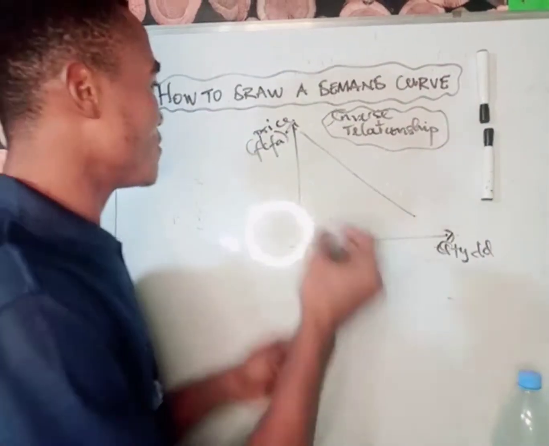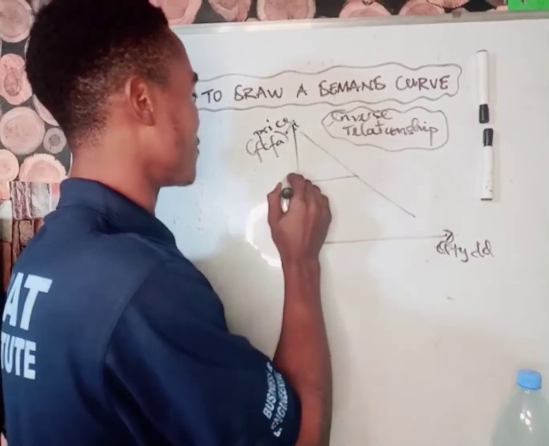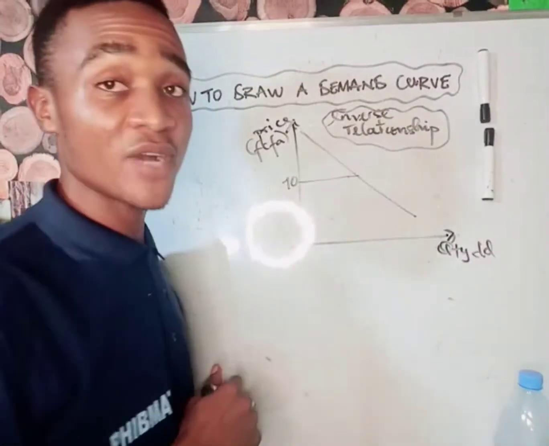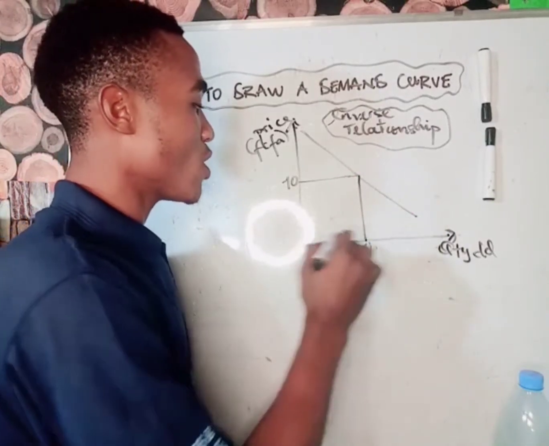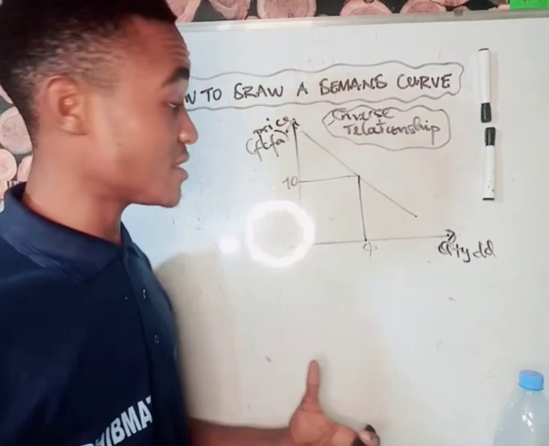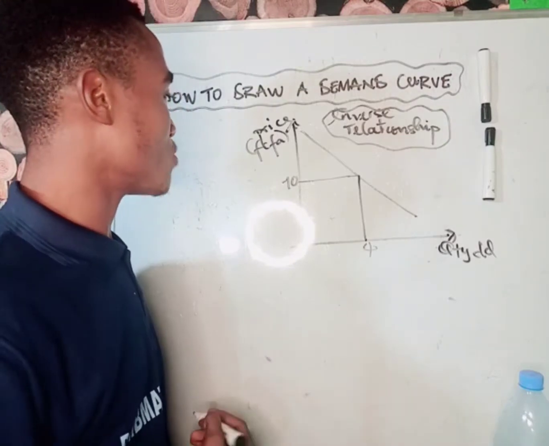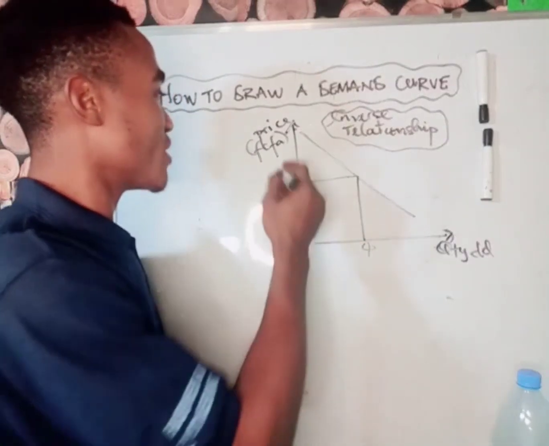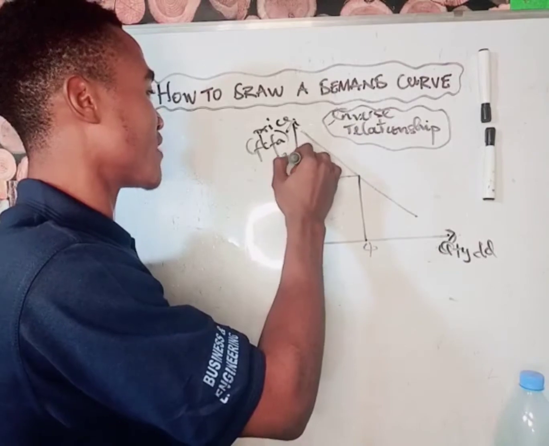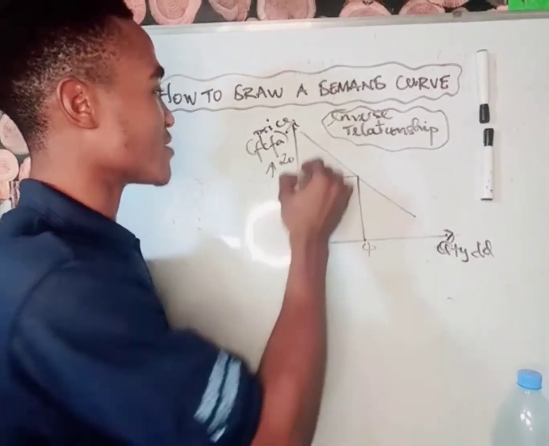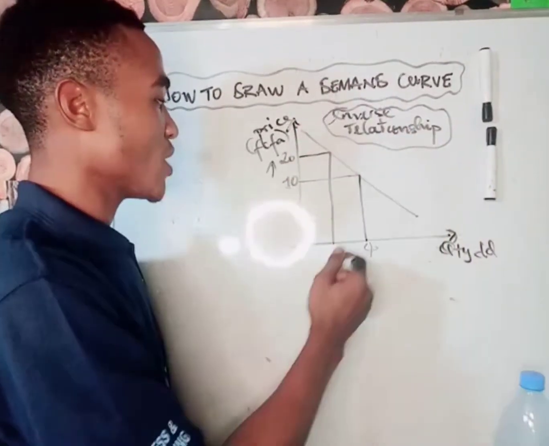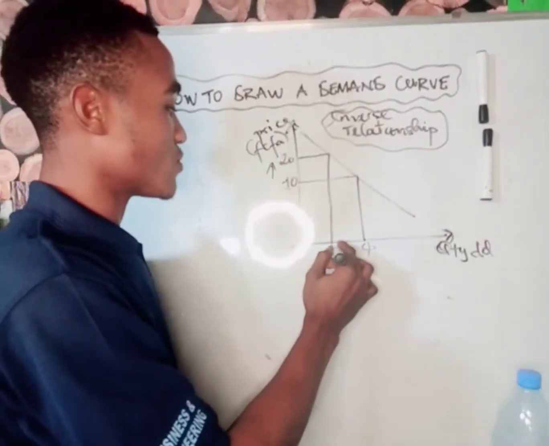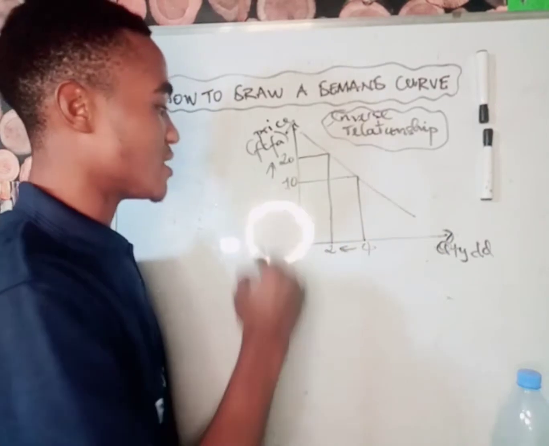Let's say, for example, we have a price of 10 francs CFA, and at this 10 francs CFA, people used to buy 4 quantities, let's say of beans, or whatever they used to buy in the market. And for example, price now increases from 10 francs to 20 francs. What will happen? You realize that quantity demanded will drop. When it touches the demand curve, it drops down to 2 quantities.